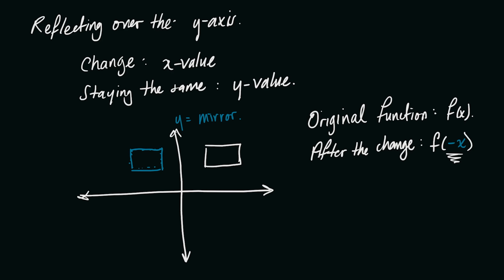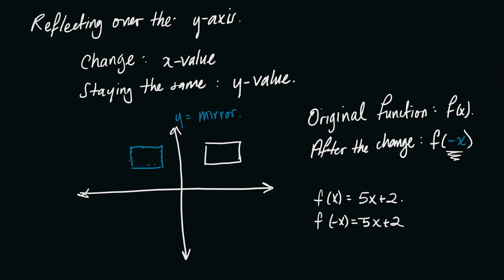So let's say we have f of x equals 5x plus 2, right? When we reflect it over the y-axis, it's going to turn into f of negative x. So then that would just be equal to negative 5x plus 2, right? The y is still the same, but the x changed from a positive to a negative.